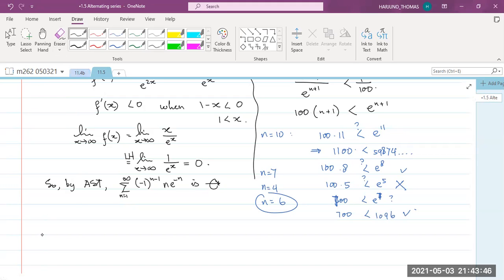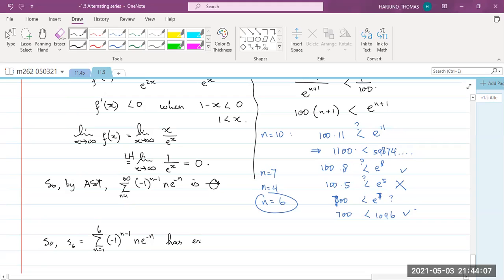So S6, which is the sum of the first 6 terms of (-1)^(n-1) n e^(-n), has error less than 0.01 from the actual sum, the actual infinite sum.